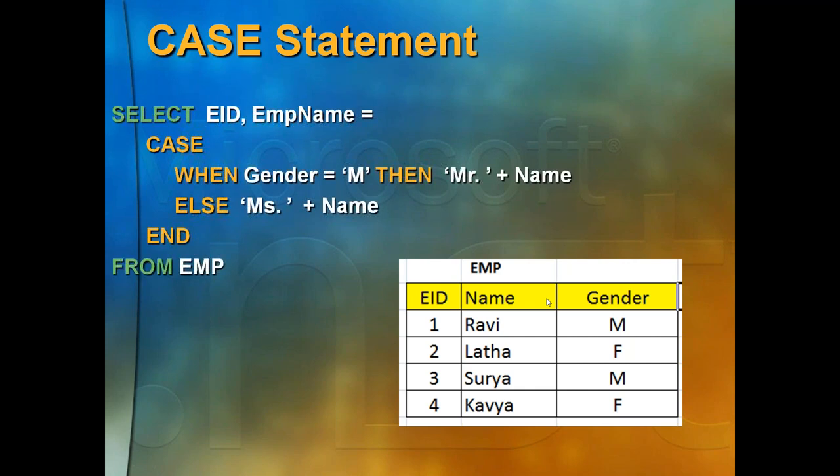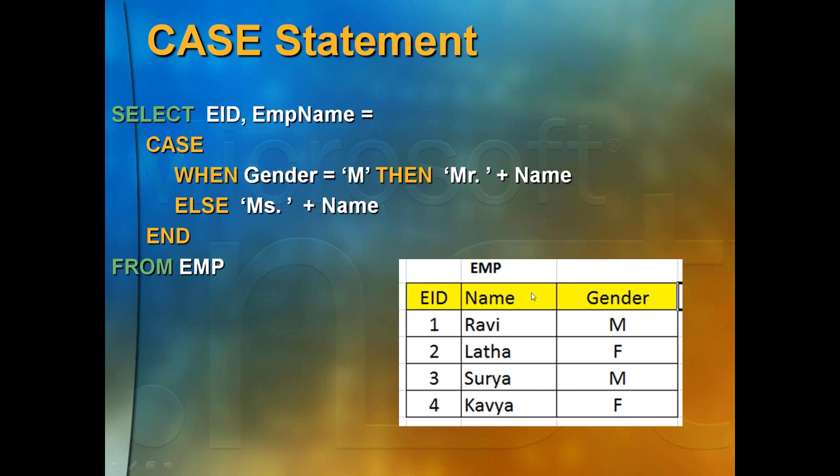This is how we should be able to write it. So employee ID, employee name, and what is this? Alias. Case when gender is equivalent to male, then I'm concatenating: Mr. is a constant plus name. Clear? Else Miss plus name. If it is M, then Mr. plus name, so Mr. Ravi. Else Miss Lata, and Mr. Surya, Miss Kavya.